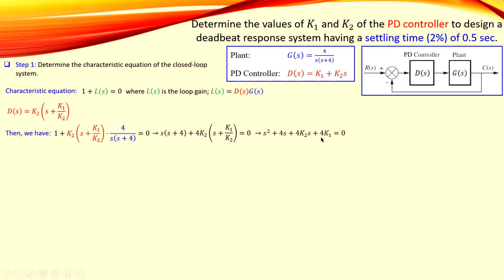Now if I collect the terms, because I have an s squared, a second order term, a first order term and another first order term, then the constant. If I collect these two, I will have the following expression. So this is a second order system. That means we will have a second order polynomial in our deadbeat response system from our table. So what we have is the characteristic equation, and we will use this in our analysis.